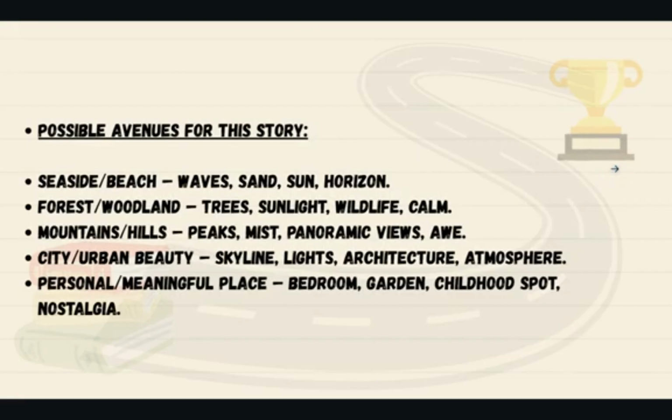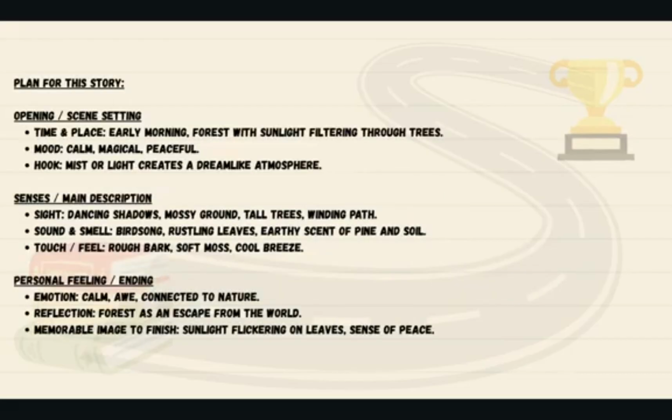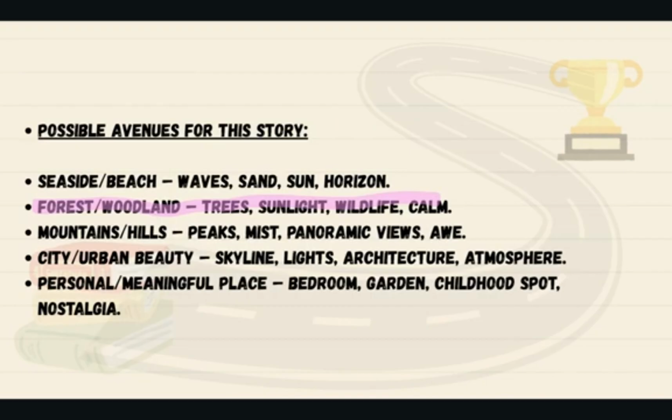So I've put some possible avenues for this story, and I've said we can do this as a seaside or a beach where we look at waves, sand, sun and the horizon. We can do it as a forest and a woodland where we look at trees, sunlight, wildlife and calm. We can do it as mountains and hills where we look at the peaks, mist, panoramic views and awe. We can do it as a city where there's urban beauty and the skyline, lights, architecture, atmosphere. We can also do it as a personal and meaningful place, as a bedroom, garden, childhood spot and nostalgia. For this video, we're going to have a look at a forest or woodland where we have trees, sunlight, wildlife and calm.